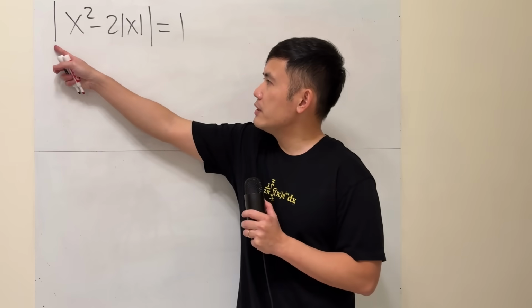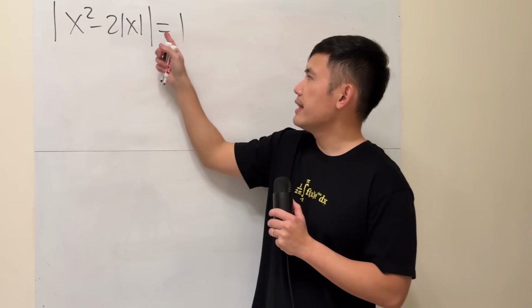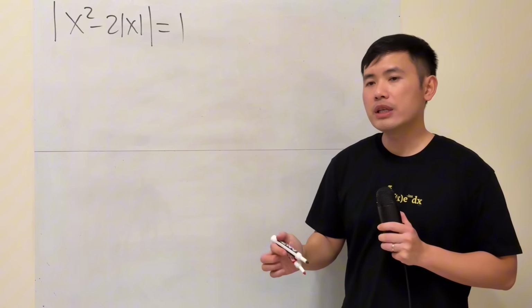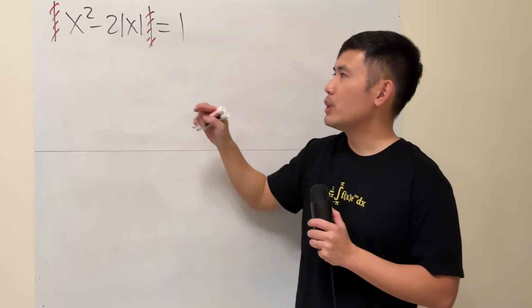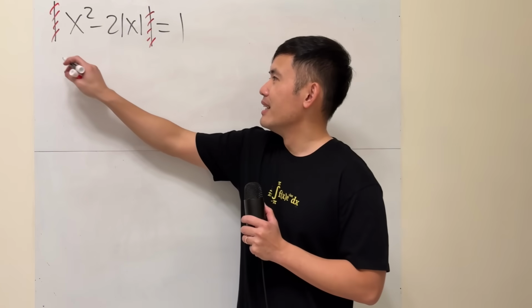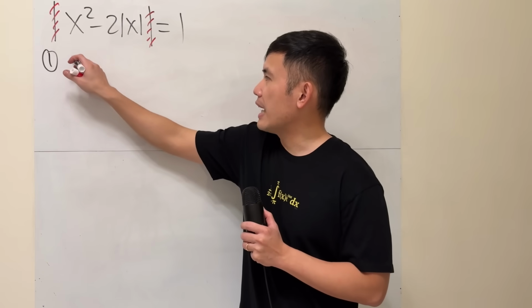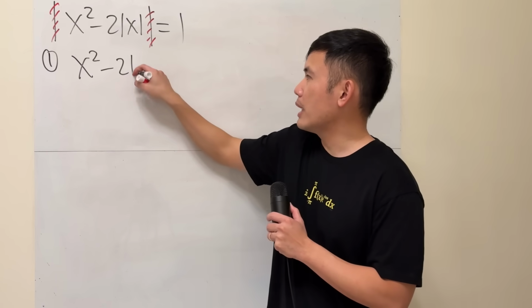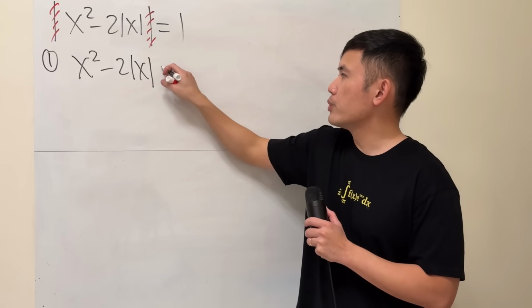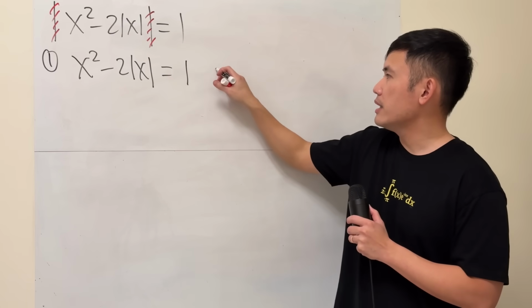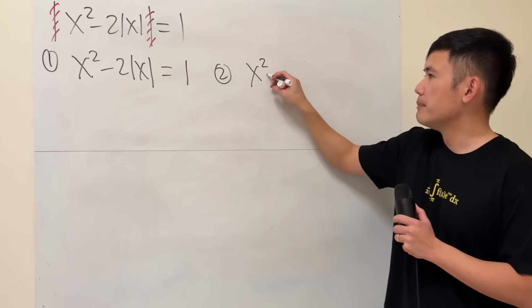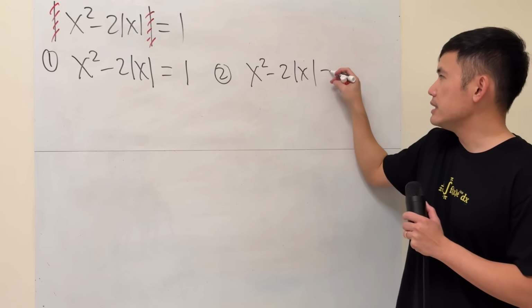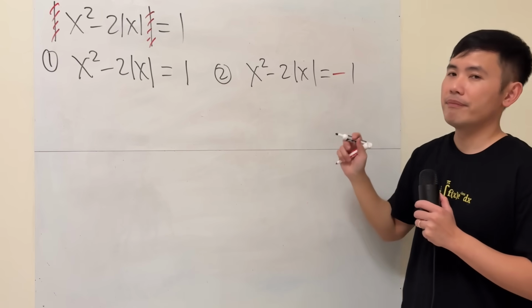First, notice that we have this absolute value being isolated and that's equal to a positive number. So we can first proceed by getting rid of the absolute value. But we have to consider two cases. First case, this inside, x squared minus 2 absolute value of x, is equal to positive 1. And the second case, you just negate the right hand side. So x squared minus 2 absolute value of x is equal to negative 1.